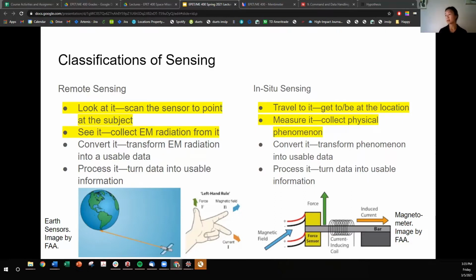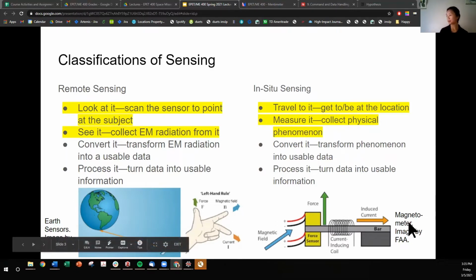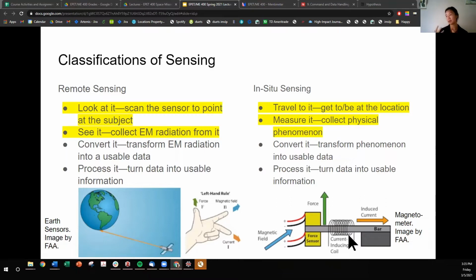I have two examples down here of what a remote sensor would be like and what in situ sensing would be like. Here you can see the demonstration: with an Earth sensor or horizon sensor, you are looking at something. Whereas a magnetometer needs to be in the magnetic field, and then it interacts with some mechanisms, some electronics, to induce current that you then measure. So hopefully the process within the sensor itself gives you some signs of whether it's a remote sensor or an in situ sensor.